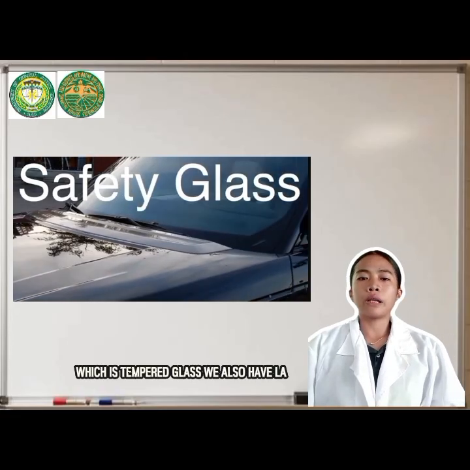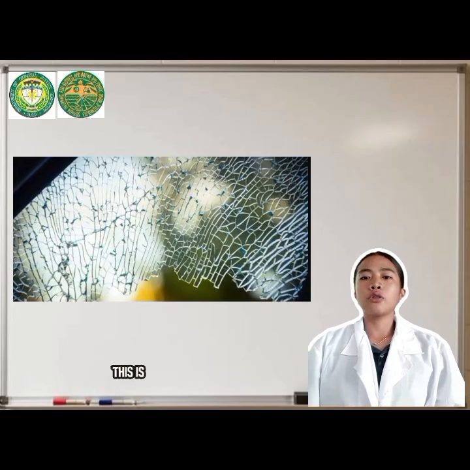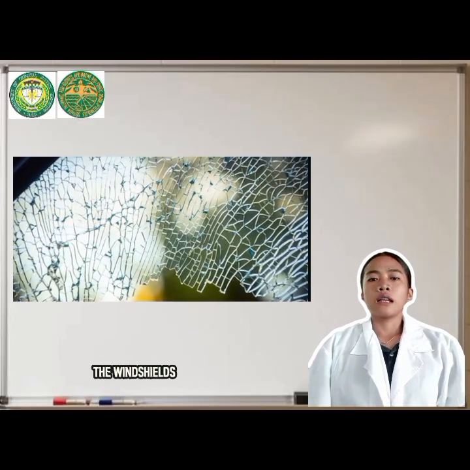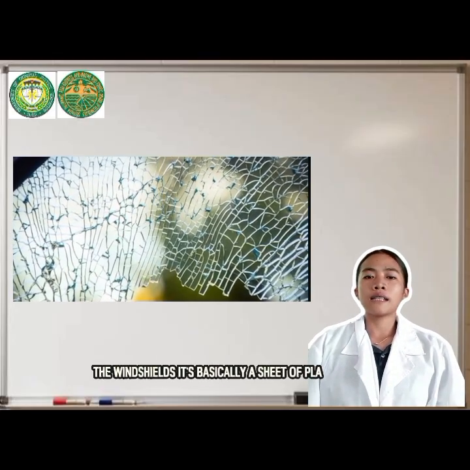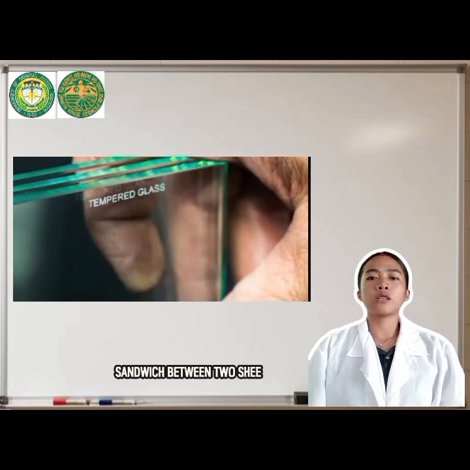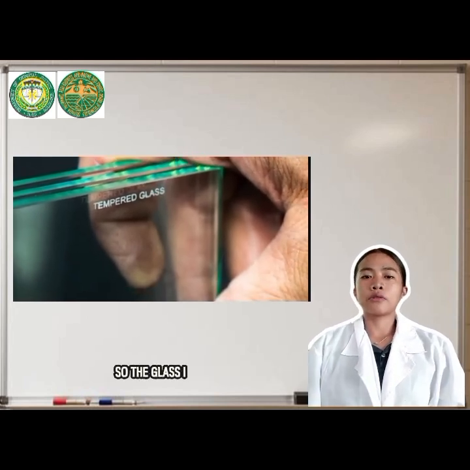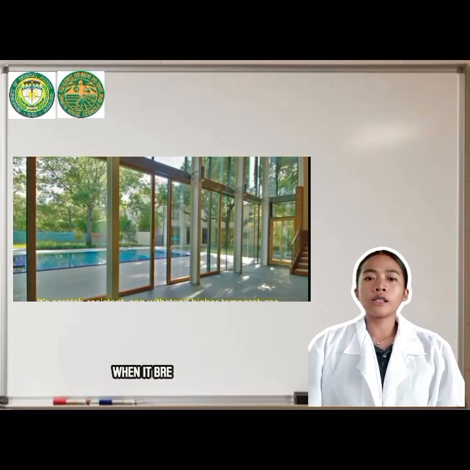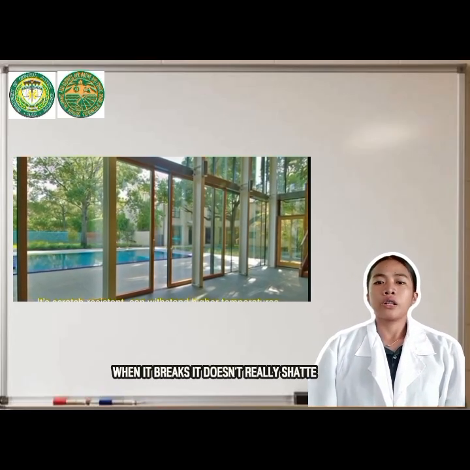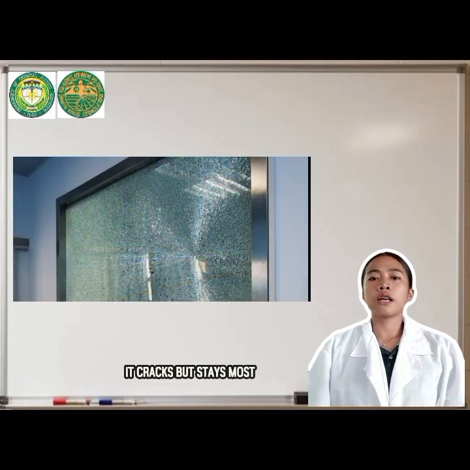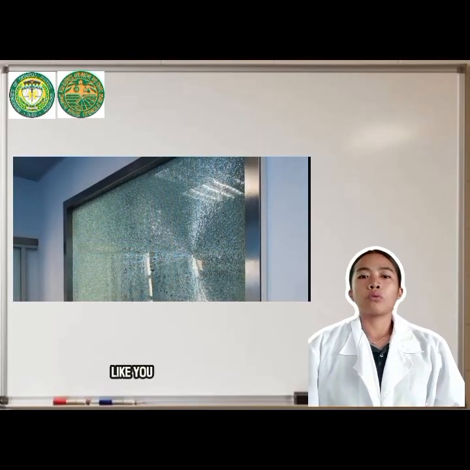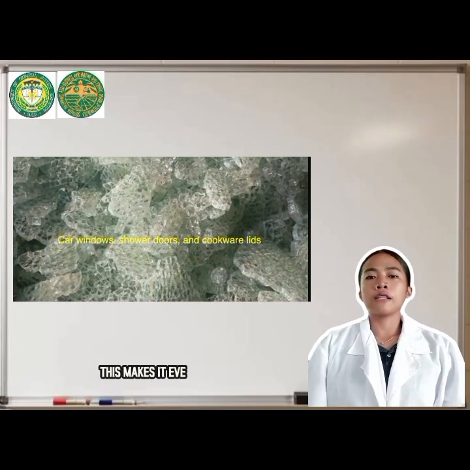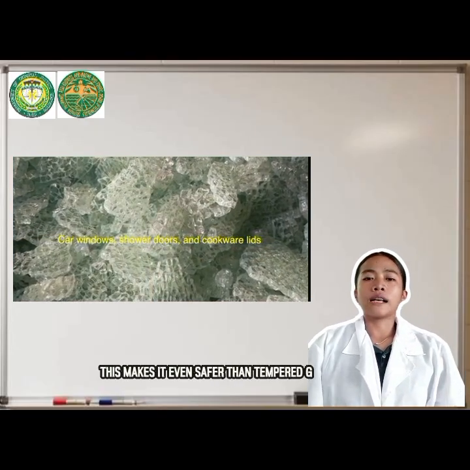We also have laminated glass. This is used in the front window of cars, the windshields. It's basically a sheet of plastic sandwiched between two sheets of glass. So the glass is pressed into the plastic. Because of this, when it breaks, it doesn't really shatter. It cracks but stays mostly in place, like what you've been seeing in movies. This makes it even safer than tempered glass.